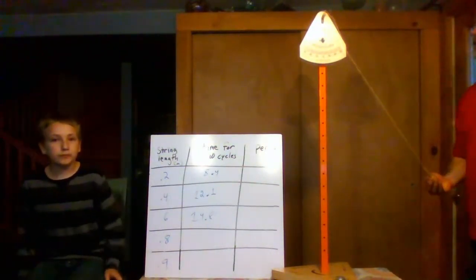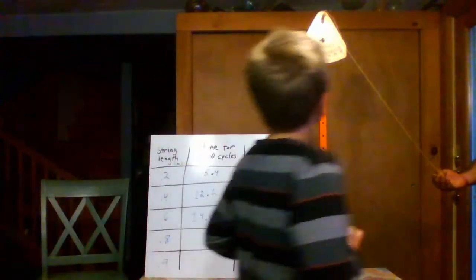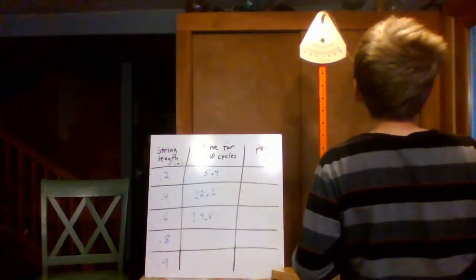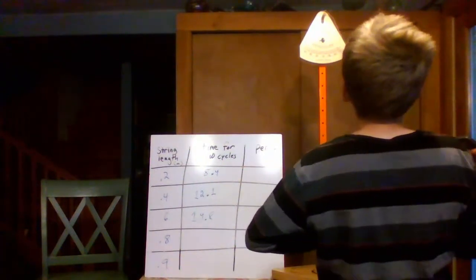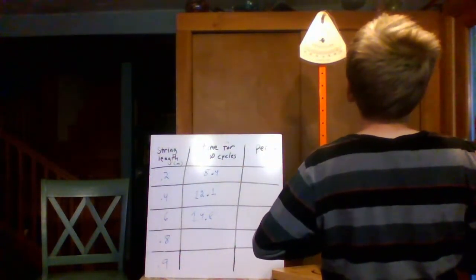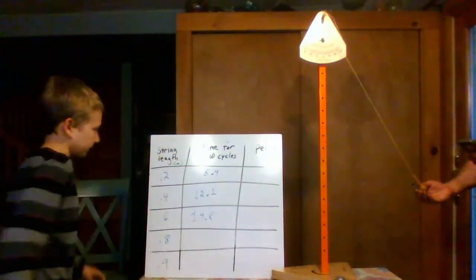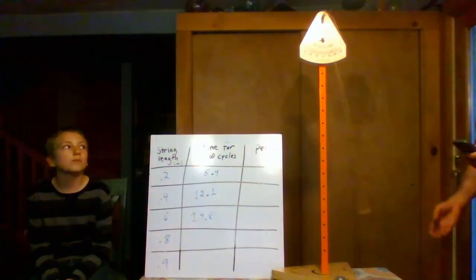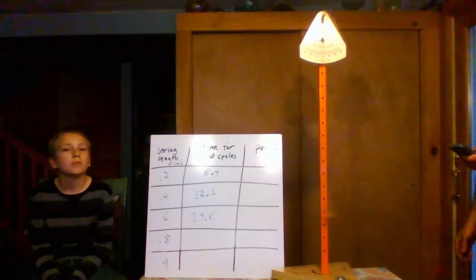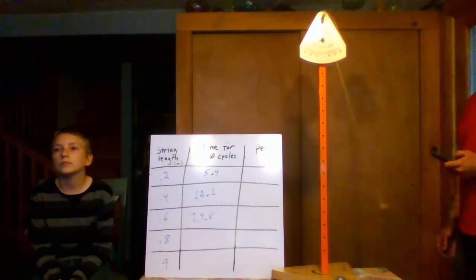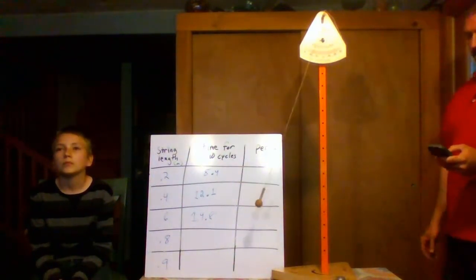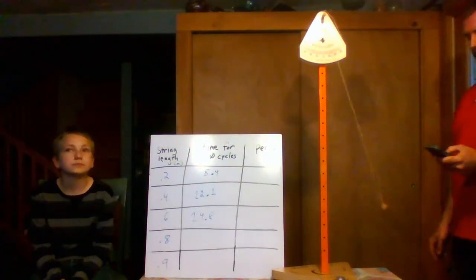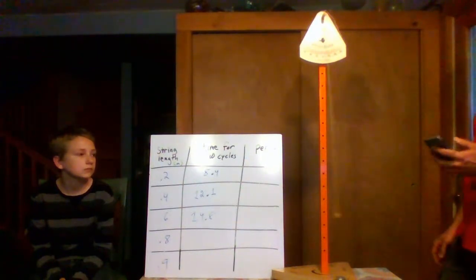Alright, well, how am I? Look at my amplitude here. Less. Less. Good. One, 2, 3, 4, 5, 6, 7, 8, 9, 10. 17.4.